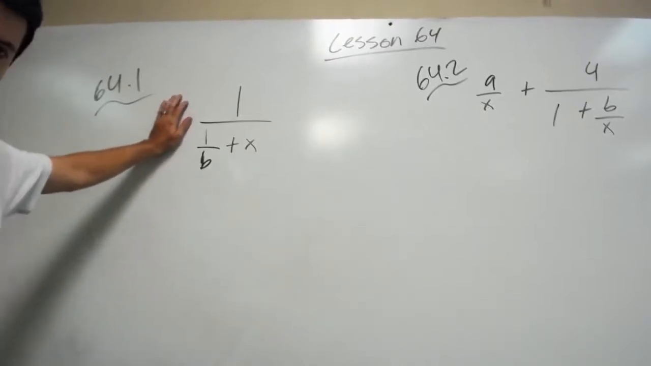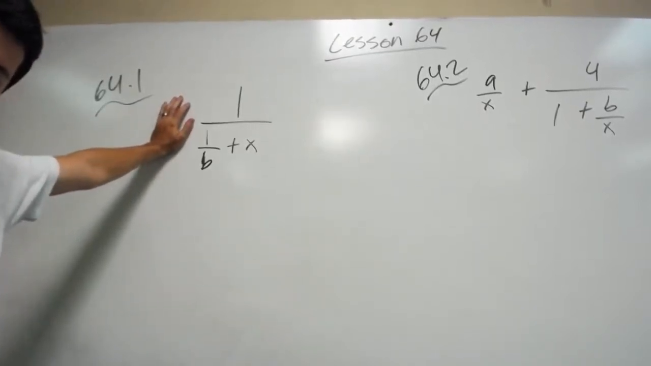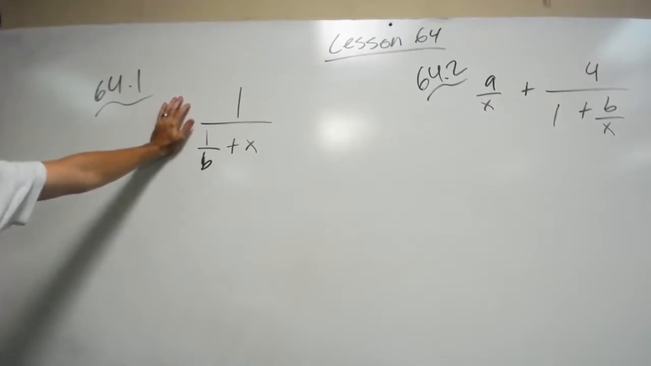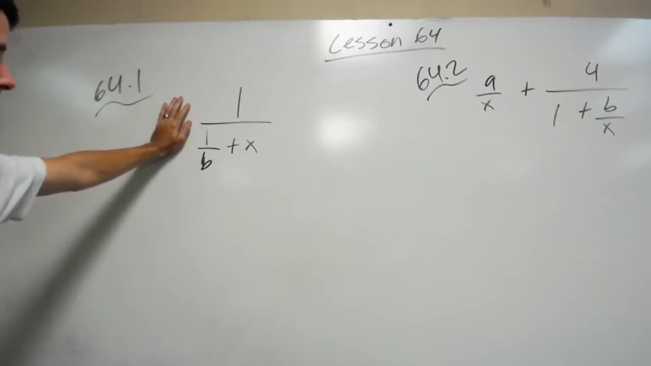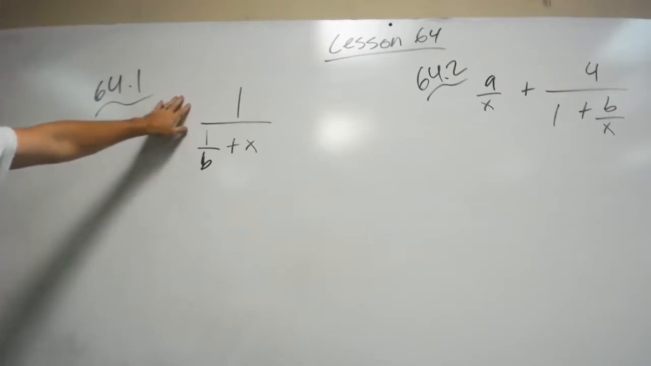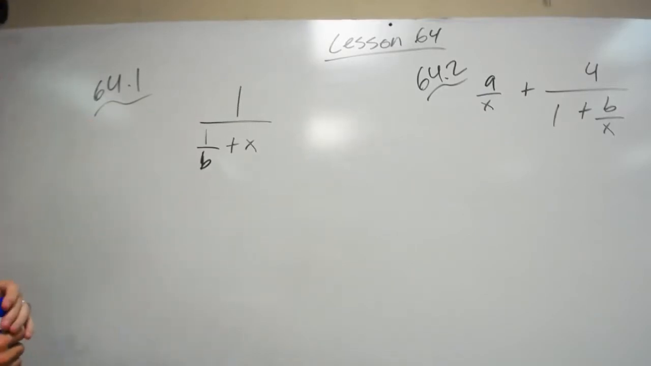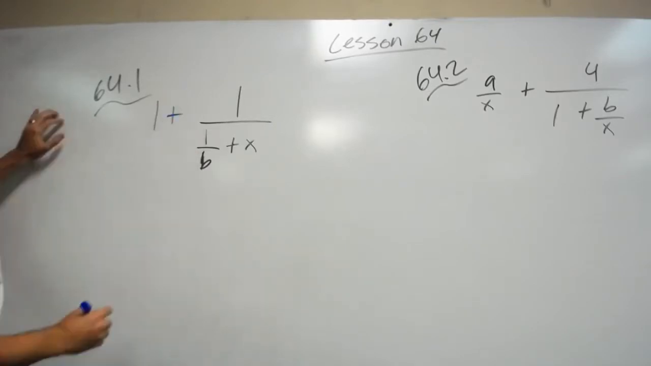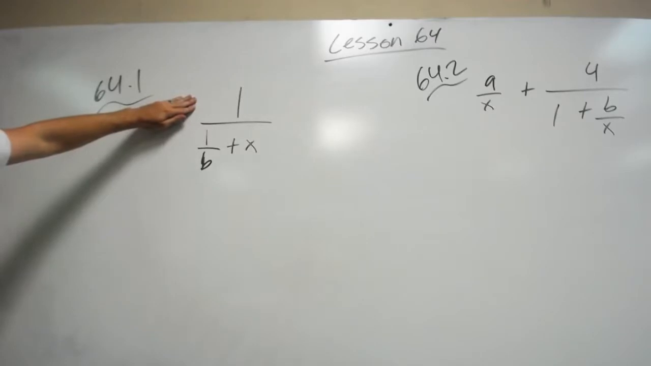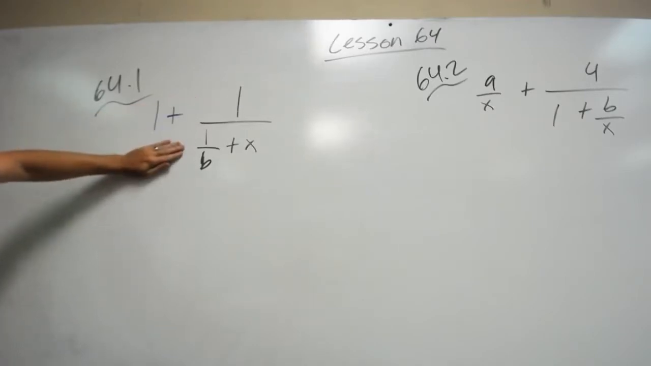Let's look at lesson 64, talking about complex fractions and complex numbers. Well, example 64-1 shows this problem. Now this here actually has a 1 plus in front of it, but what I want to show you is that's all these complex fractions are adding. It's just adding that right there.